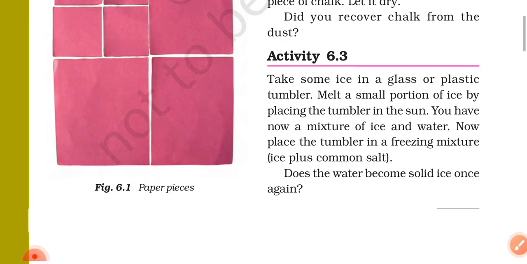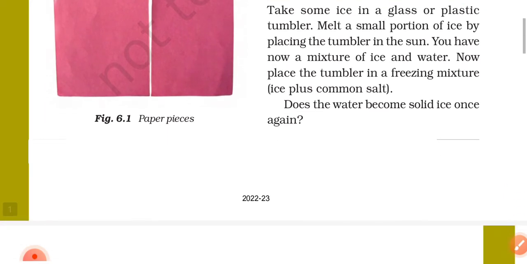Activity 6.3. Take some ice in a glass or plastic tumbler. Melt a small portion of ice by placing the tumbler in the sun. You now have a mixture of ice and water. Now place the tumbler in a freezing mixture, ice plus common salt. Does the water become solid ice once again?